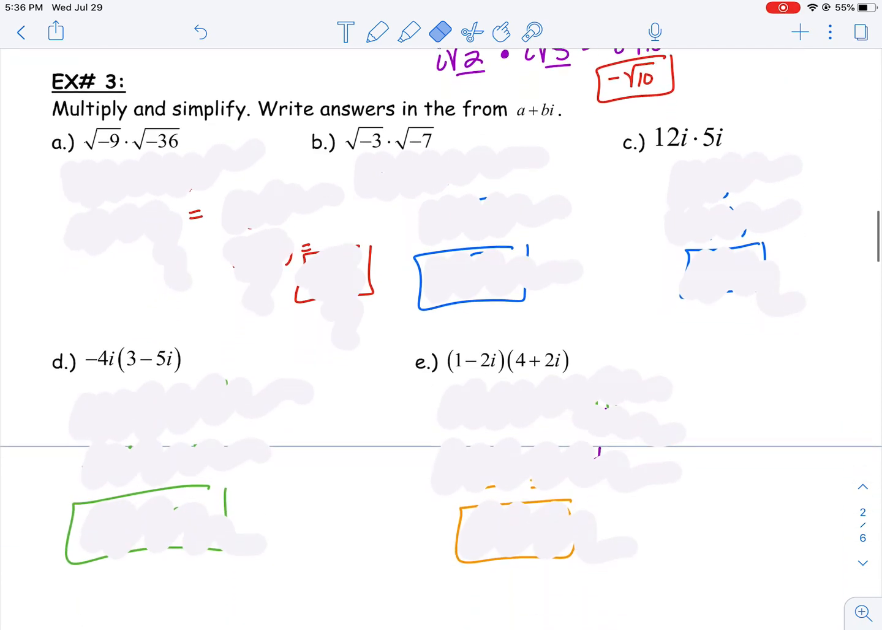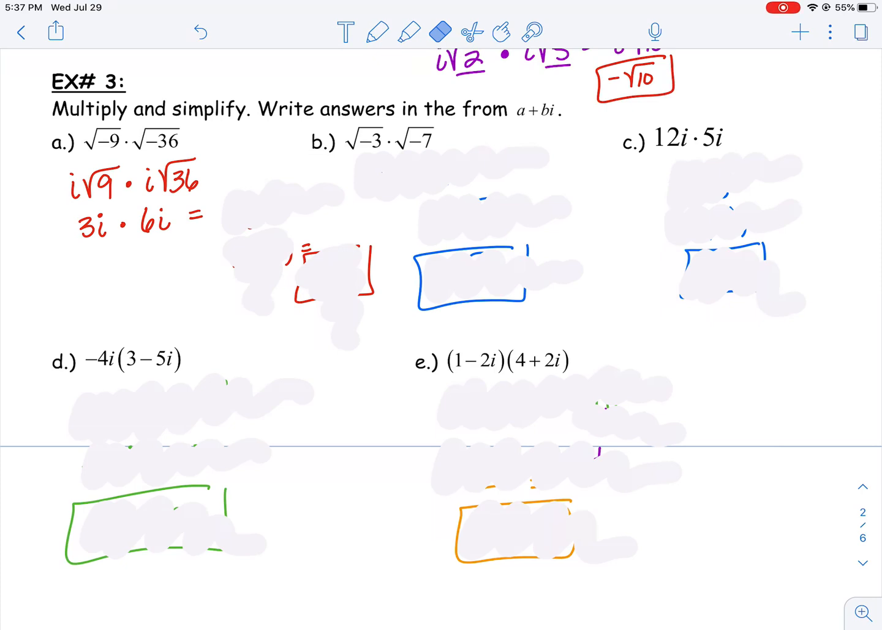Let's do a few. Looking at example number 3, we want to multiply and simplify and write our answers in complex form, a plus bi. For a, remember, we can't just simply multiply like we did before. We have to make them into imaginary numbers first. So the square root of negative 9 is really 3i, or should I say i rad 9, and then the square root of 9 is really just 3. And the square root of negative 36 is really i times the square root of 36, which is really just 6i. So now I have two imaginary numbers, 3i times 6i, that I should be able to multiply together.